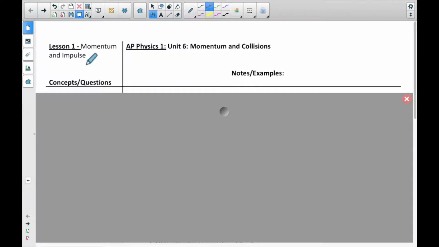This video today is going to be the first lesson in momentum and impulse. When we talk about momentum, we also talk a lot about collisions, so that'll be part of our unit as well. But today we're focusing mainly on momentum and impulse.